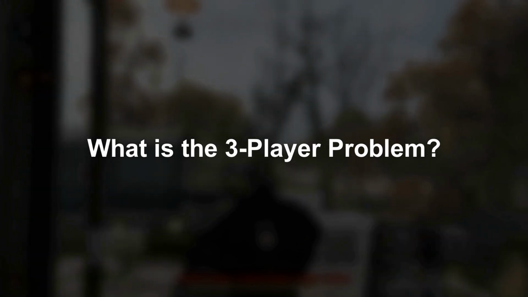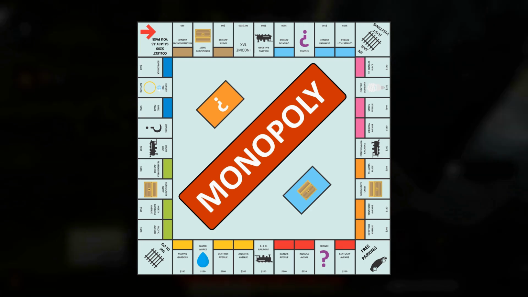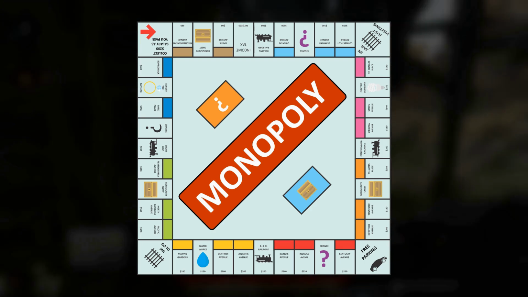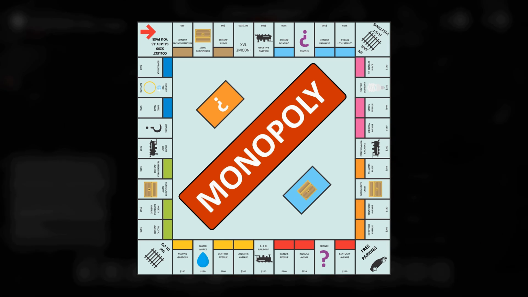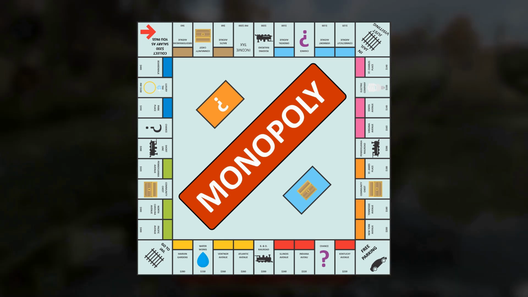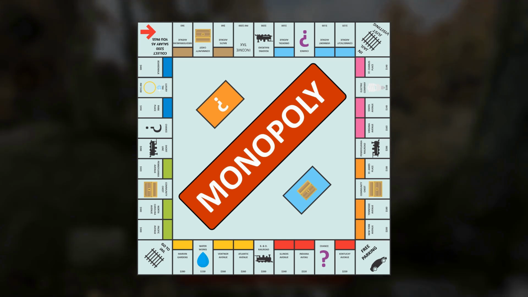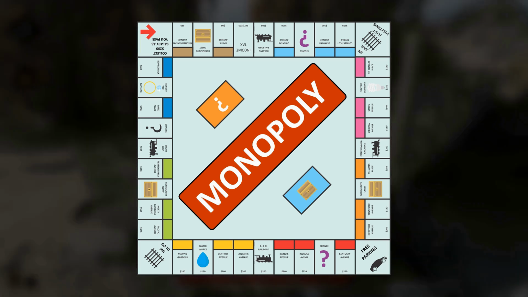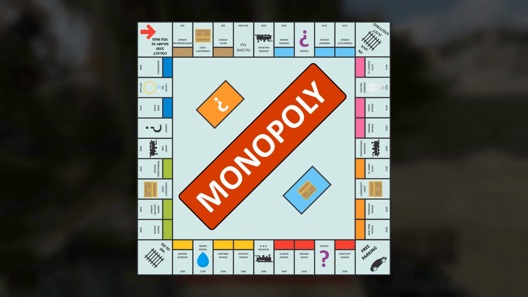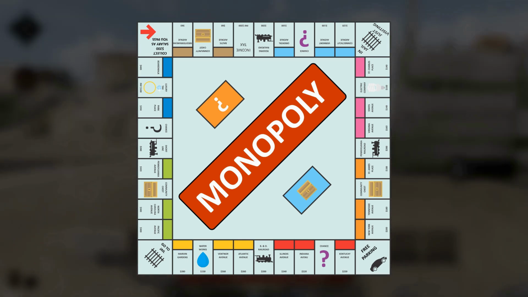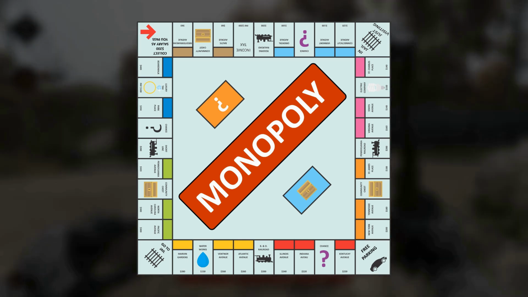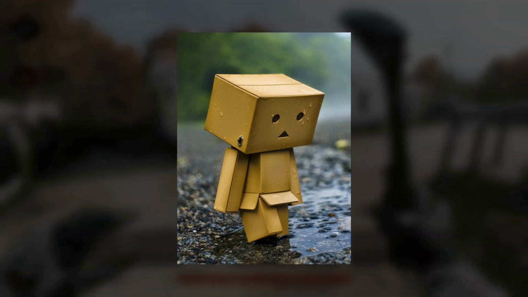So firstly, we'll need to explain what the three-player problem is. And to do so, we're going to take a look at a board game called Monopoly. We're going to use Monopoly because there's a good chance you've played it, or at the very least heard of it. But in case you haven't, Monopoly is a horrible board game where players take turns rolling dice to move around a board. As you move, you'll land on properties, and if that property is unowned, you can buy it. But if that property is owned, you'll need to pay the owner rent. And if a player needs to pay rent and can't afford to do so, they lose. The last player standing wins.